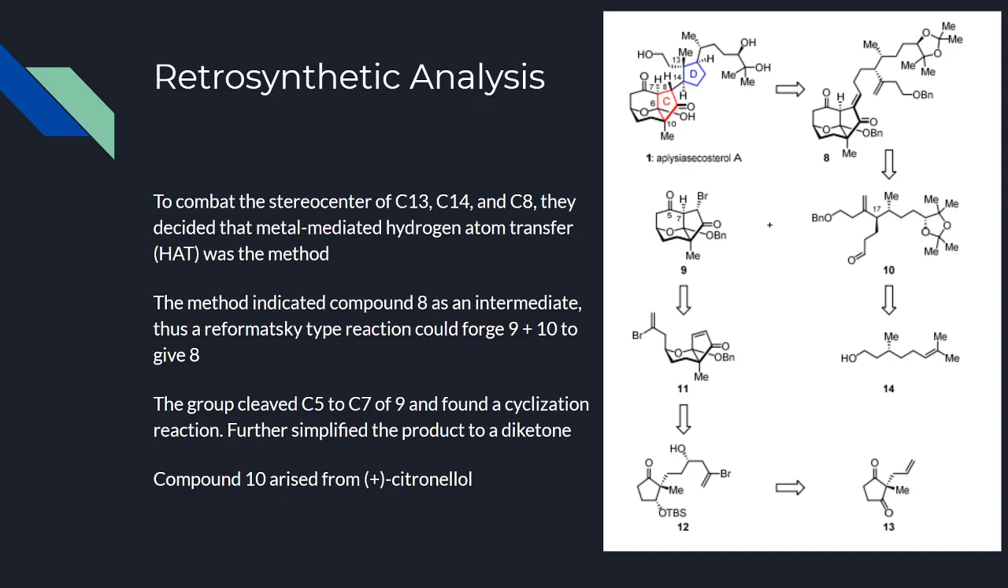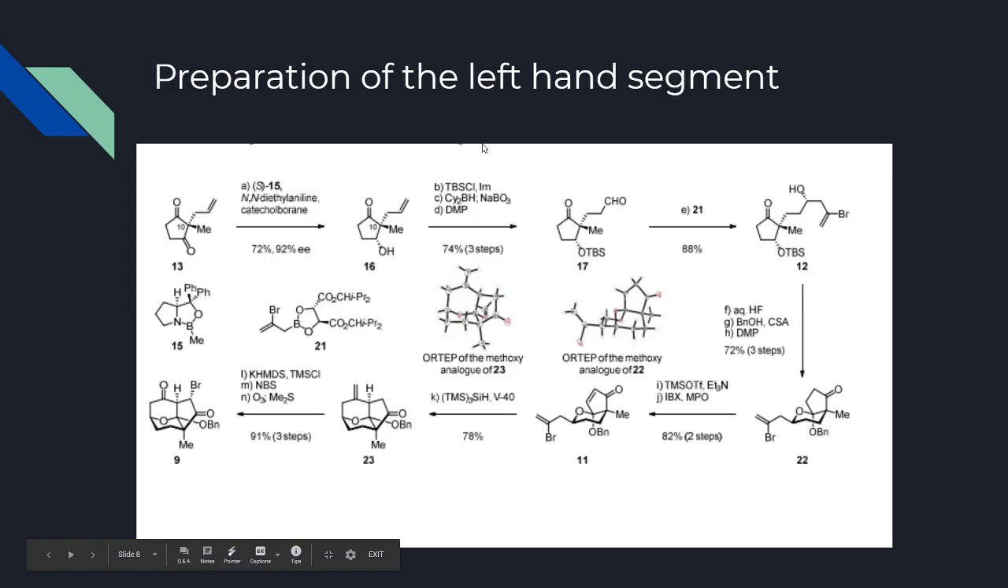This method gave compound 8 as an intermediate, and that can be made from compounds 9 and 10 through a Reformatsky type reaction. The group cleaved carbon 5 and 7 of compound 9 for a cyclization reaction, and with further simplification of compound 9, we get a diketone product that we can purchase very easily. And then compound 10 looked like it arises from citronellol, which is compound 14 right here. So this is the overall synthesis of the left-hand segment.